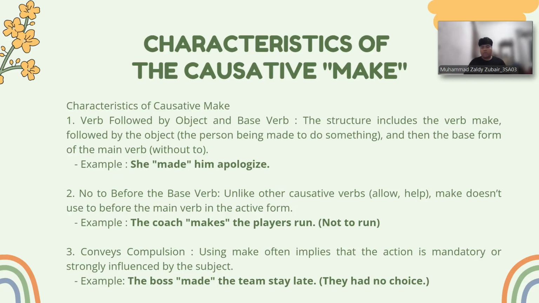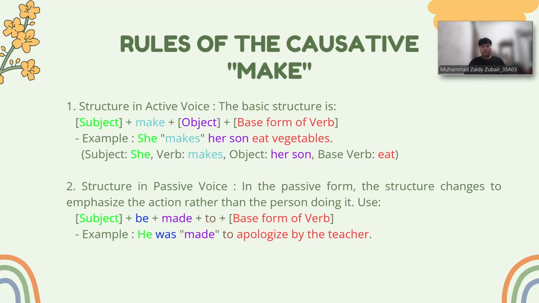Number three, conveys obligation. Using make often implies that the action is mandatory or strongly influenced by the subject. Example: the boss made the team stay late. They had no choice. Rules of causative make. Number one, structure in active voice. The basic structure is subject plus make plus object plus base form of verb. Example: she makes her son eat vegetables. Subject, she; verb, make; object, her son; base verb, eat.